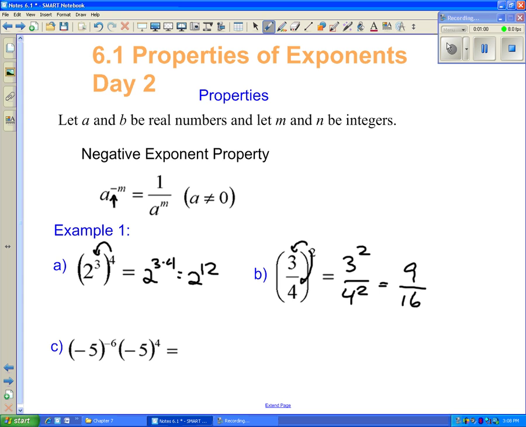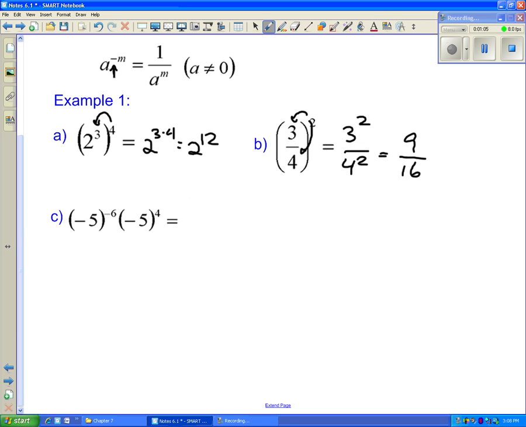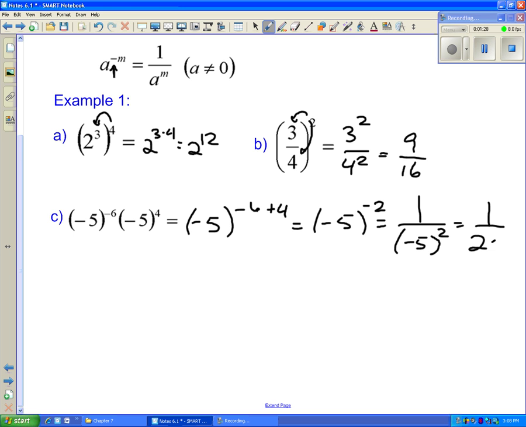Let's look at this negative power. What's going to happen here? So now I have negative 5 to the negative 6, negative 5 to the 4th. They're being multiplied. So this is negative 5 to the negative 6 plus 4. So this is negative 5 to the negative 2nd. And so because of the negative power, it's 1 over negative 5 squared. The power becomes positive. So that's 1 over 25 is my final answer. The negative exponent tells me to put it into the denominator or to switch where it is.